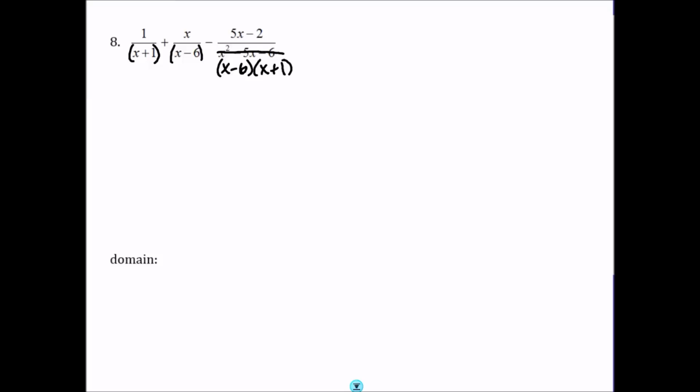So when we find the LCD, we need to make sure that each of those denominators is a factor of our LCD. Since x plus 1 and x minus 6 are factors of x minus 6 times x plus 1, x minus 6 times x plus 1 will be our LCD. So now we need to multiply by the missing factors.